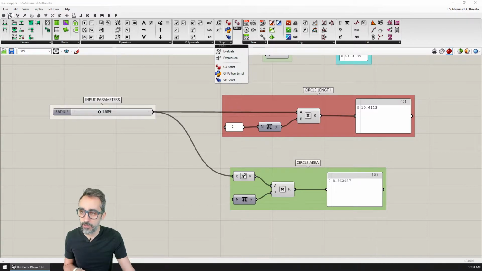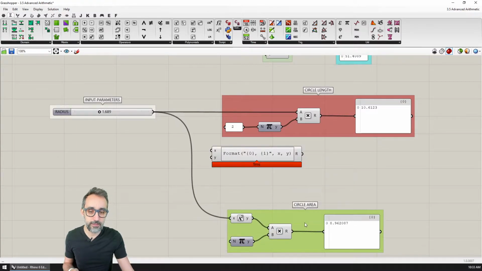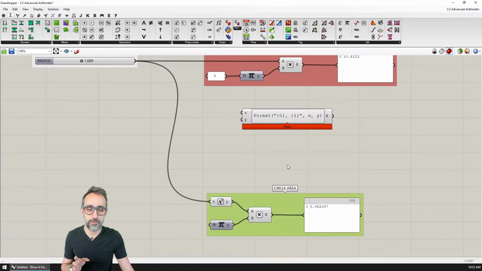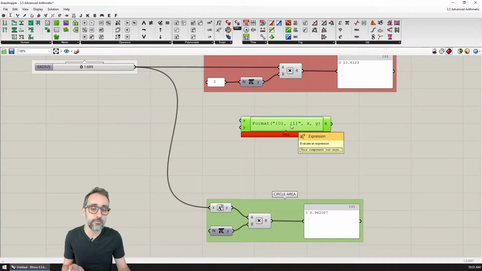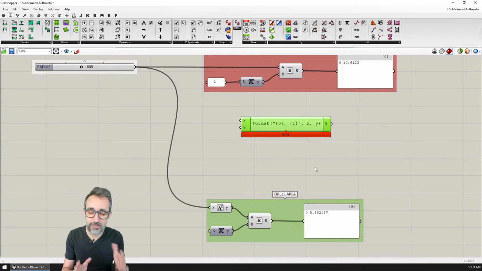So if you go to the math tab and you go to the scripting tab, you can see that we have the expressions component. This component is perhaps a little daunting because it's much larger, but what this component basically does is that it gives you a way to write mathematical equations, if you will.